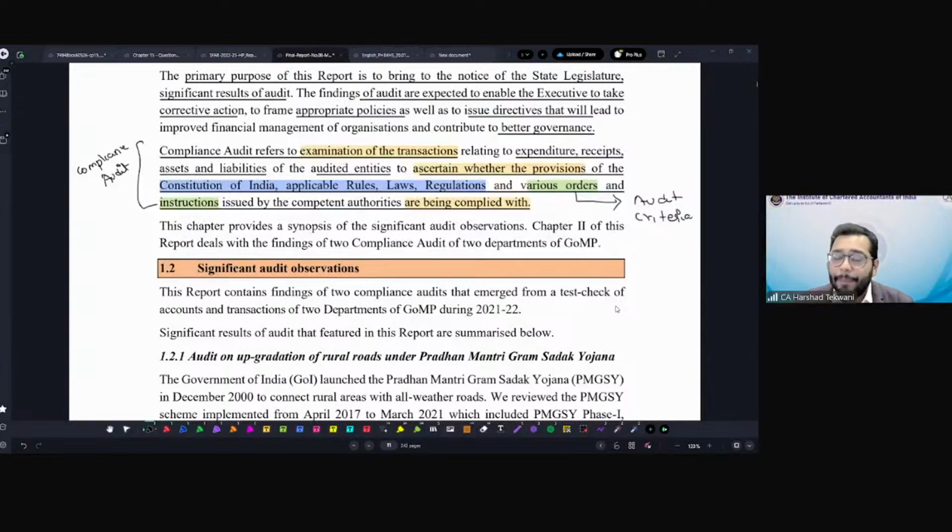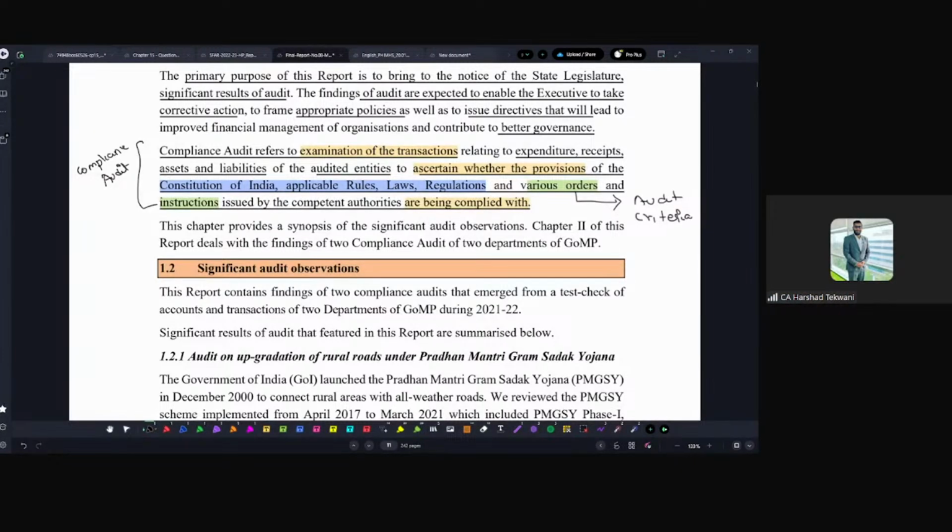Quickly, let's do a recap. What is the audit criteria in case of the audit of a company under the Companies Act? Audit criteria for a normal company being audited under the Companies Act. We discussed it in the last session in detail. Come on, guys. Quickly.